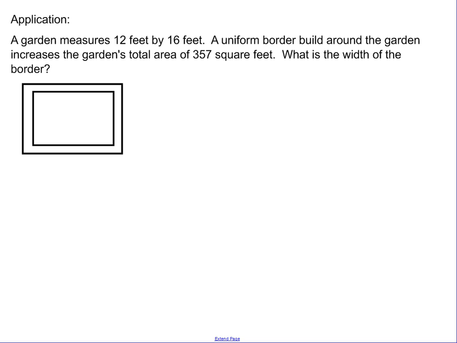Well, right here we're going to say a couple of things. First of all, we know that this is going to be 16 feet and 12 feet, and area, of course, is equal to length times width. But we've increased the size with the border, and we said that we're going to get 357 square feet if we increase by this unknown border amount. Well, let's call its width x, right? So everywhere you look at this border, its width is the same, x.